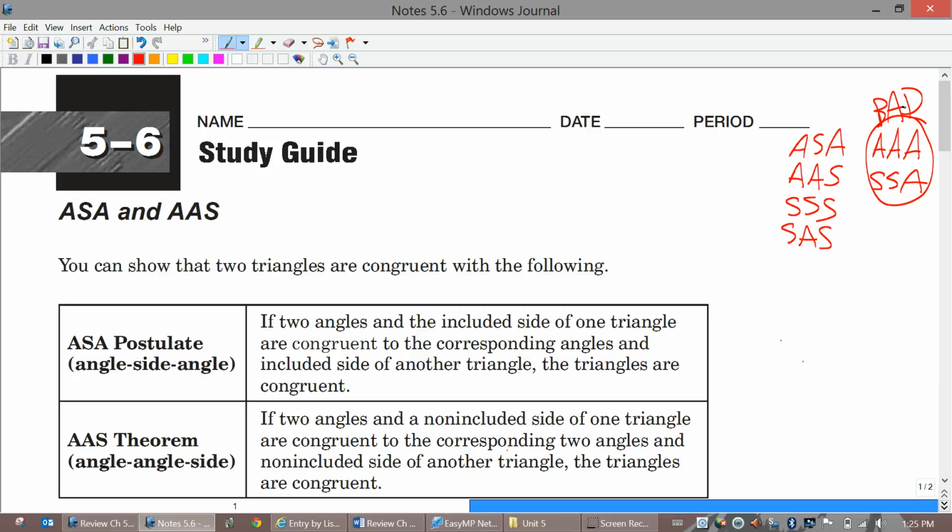Opposite of SSA is an appropriate word to write on the screen right now. Okay?